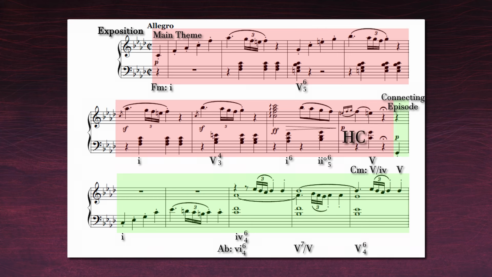Beethoven uses parallel keys without transitioning chords, evident in measure 8 through 9, where the connecting episode begins in C minor, blurring the tonal center expected in F minor. In measure 11, the 4-6-4 chord acts as a pivot chord to modulate to A flat major, using material from the first theme with 16th note triplets.